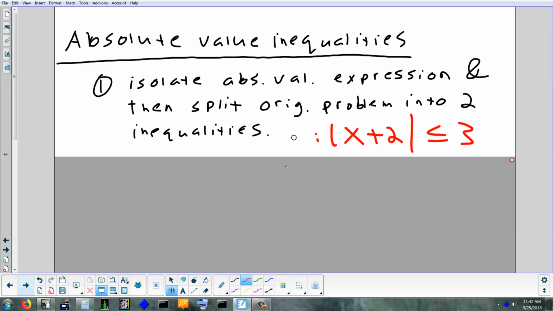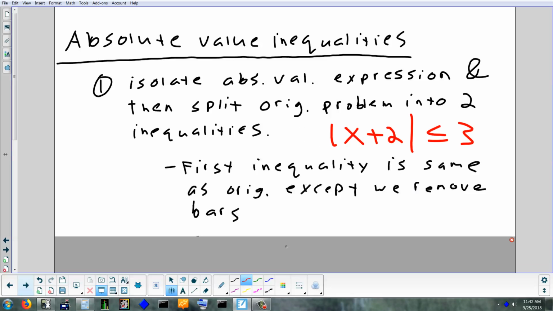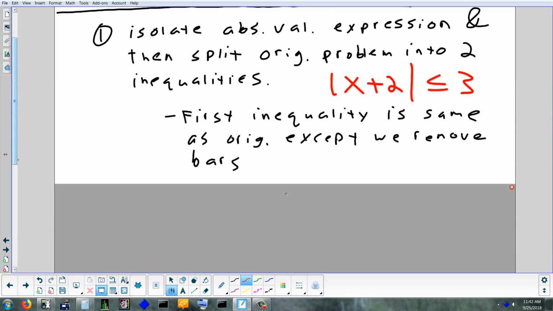Or if you had something like that, you would have to do a divide by 12 on each side first. Okay, so you've got to make sure the absolute value is by itself. Then once we have that, split it into 2 problems. And this is just like yesterday, except change the word equation to inequality. So the first inequality is exactly the same as the original, just erase the bars. So it would be x plus 2 is less than or equal to 3.